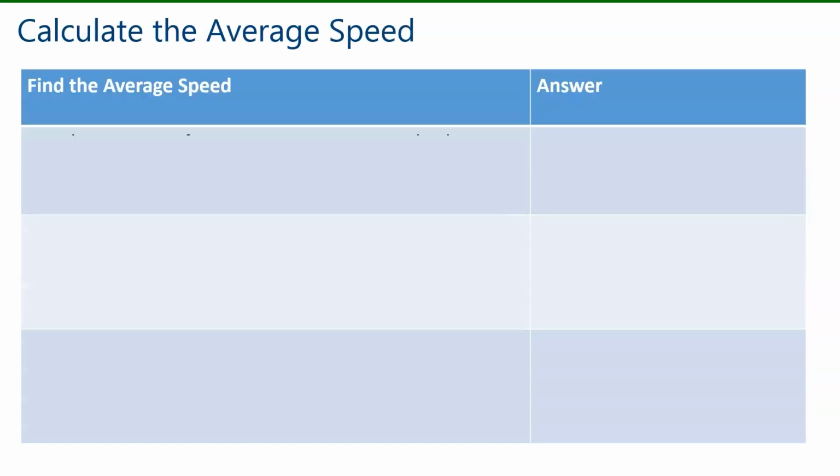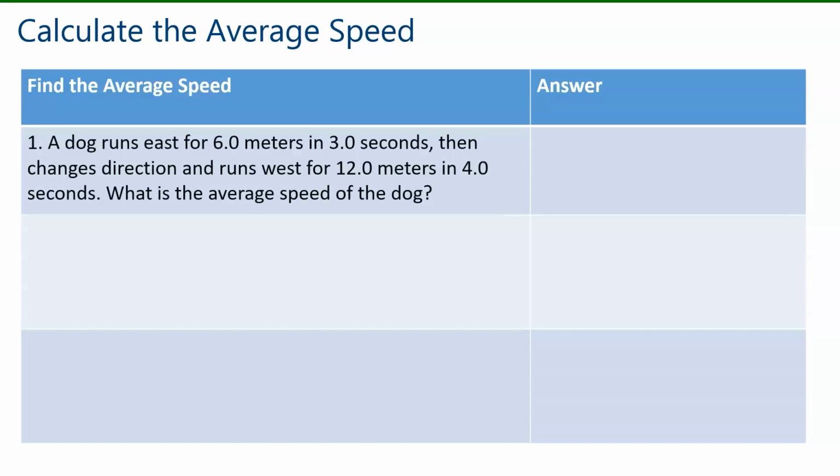Our first problem, finding the average speed, is a dog runs east for 6.0 meters in 3.0 seconds, then changes direction and runs west for 12.0 meters in 4.0 seconds. What is the average speed of the dog? Pause this video while you calculate your answer, and then resume it, and we'll review the answer together.